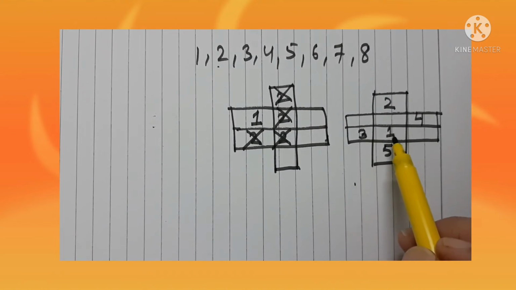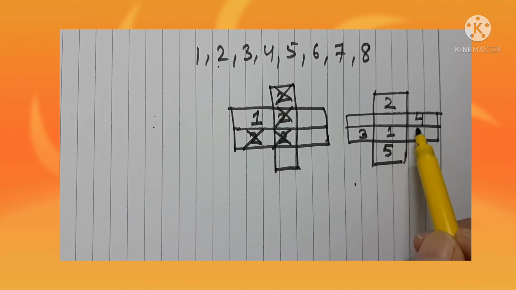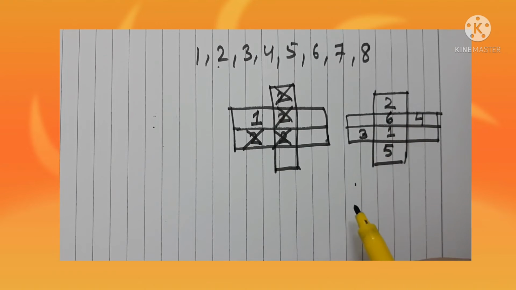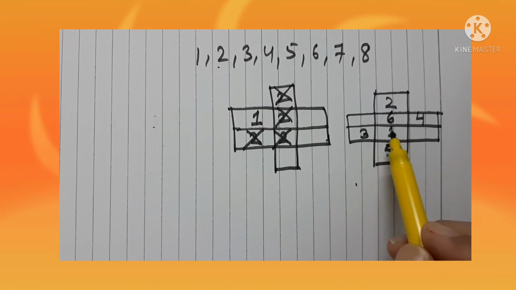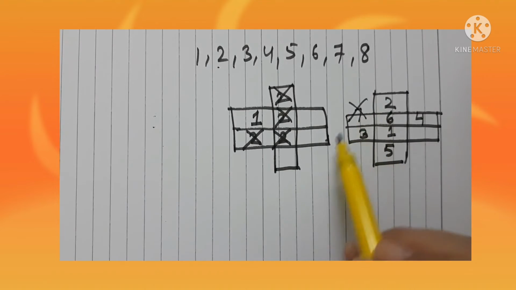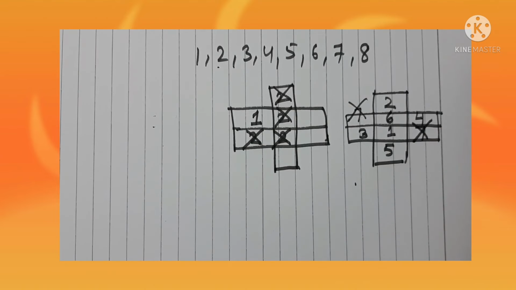Now, I can place 6 here. No. Can I place 6 here? Yes, I can place it. What about 7? Oh, there is a problem now. I cannot place 7 here or I cannot place 7 here.